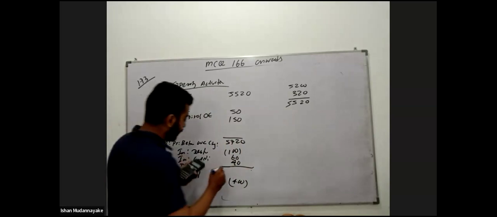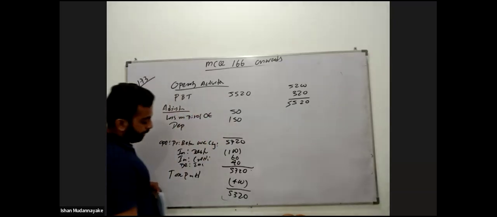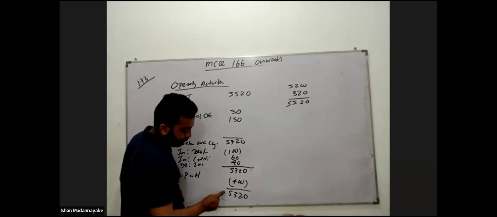Working capital adjustment: 5,720 minus 100 plus 60 and 40. 5,720 minus 400, 5,320. The answer to 173 is the fourth one. Cash flows from operating activities 5,320.